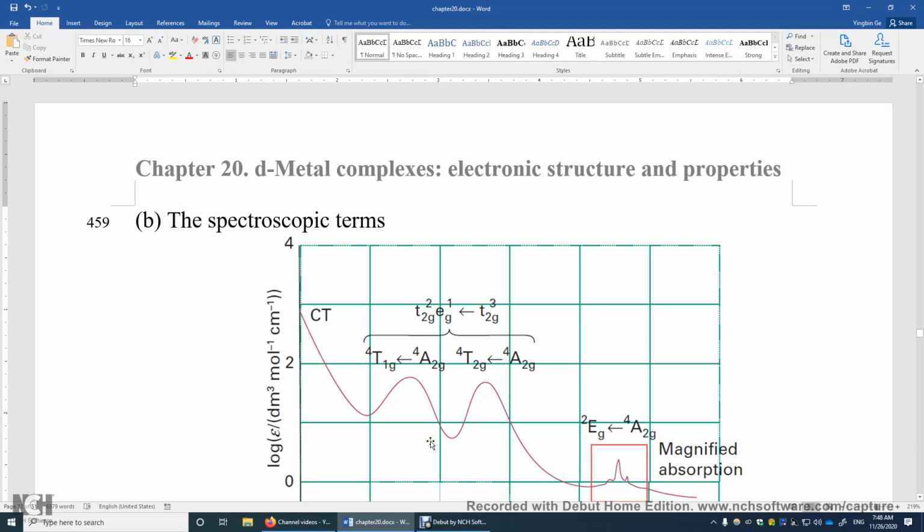Section 20.4, Electronic Spectra of Complexes. Subsection B.